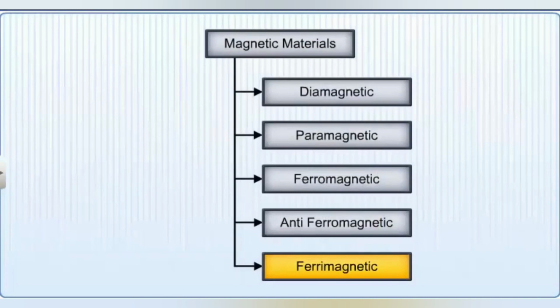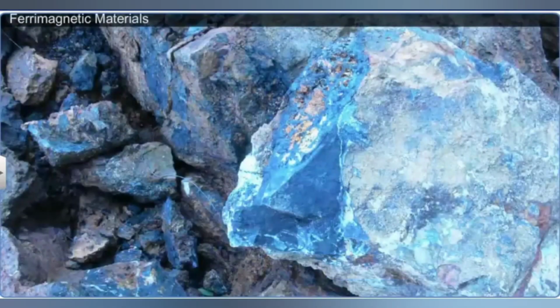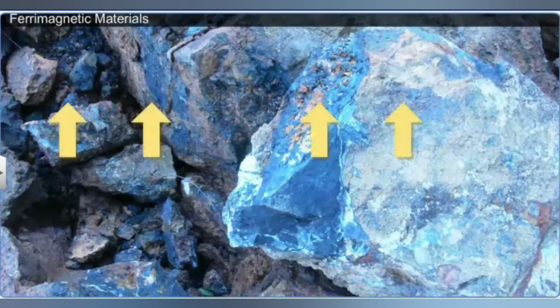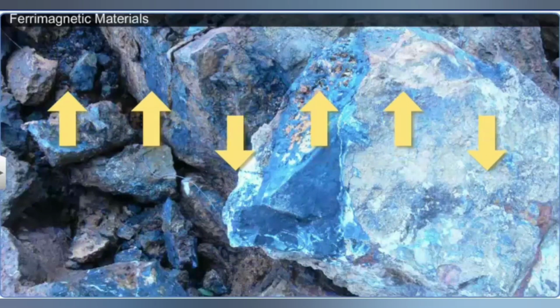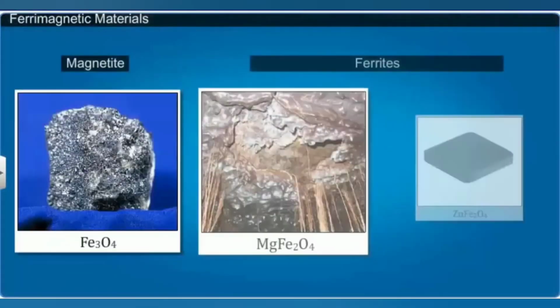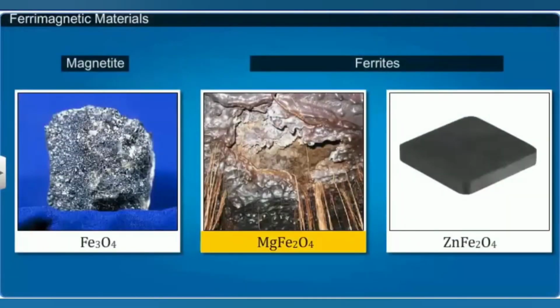Next is ferrimagnetic substances. Ferrimagnetism is observed when the magnetic moments of the domains in a substance are aligned in parallel and anti-parallel directions in unequal numbers. So these substances are attracted more weakly by a magnetic field as compared to ferromagnetic substances. Magnetite and ferrites like MgFe2O4 and ZnFe2O4 are some substances that show ferrimagnetism.